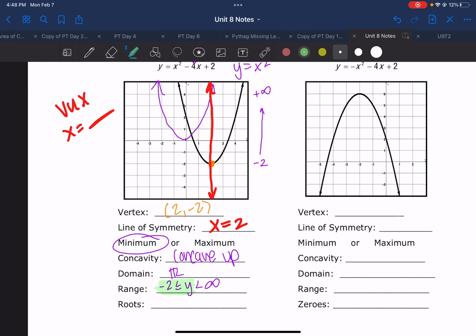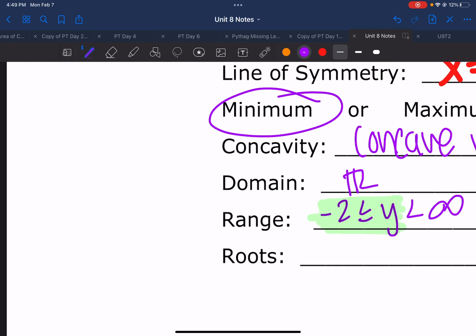And then roots. Here's something that we're introducing, roots. You guys know them as another name. Roots are also known as zeros, right? Zeros, but they're also known as x-intercepts.